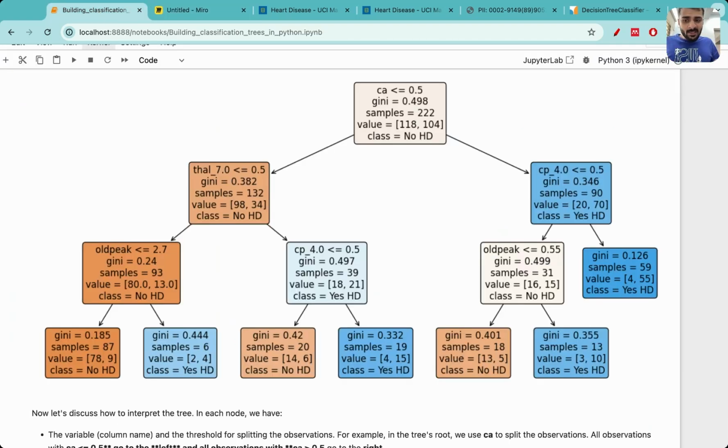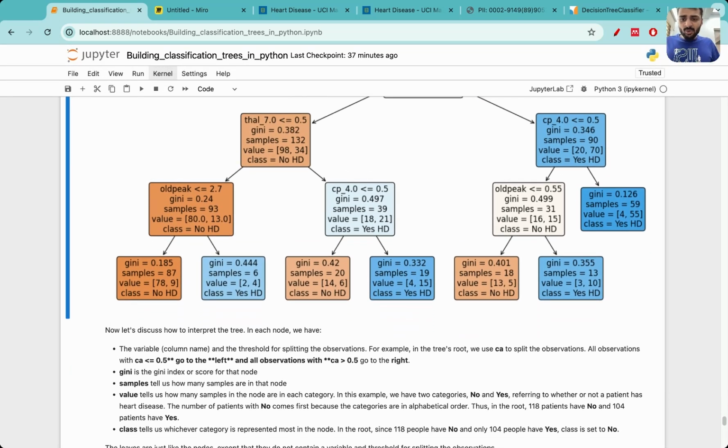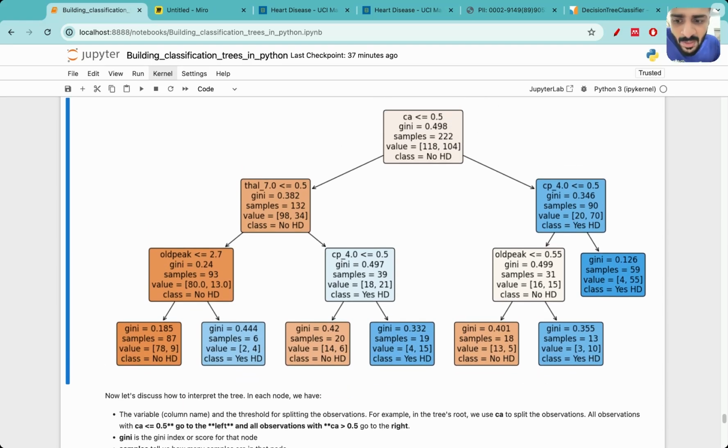So if a new person comes to me and I want to check whether they have heart disease or not, I'll first check the CA score. If it's less than 0.5, I'll check the thallium scan. If it's greater than 0.5, I'll check the chest pain. And then I'll just follow these branches and I can very easily predict whether the person has a heart disease or not. This is a beautiful example of using decision trees in practice, and it again shows that smaller trees actually are interpretable, and they can give you a lot more information.